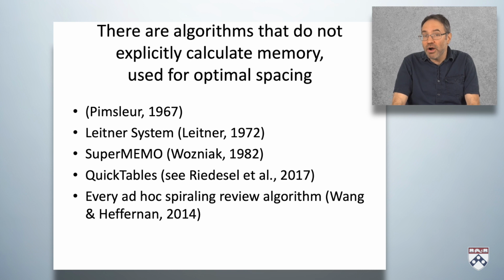Now there are other algorithms that don't explicitly calculate memory used for optimal spacing, and most of these are a little older. They include the Pimsleur method, if you've ever taken a Pimsleur language course, that used that. The Leitner system, used for flashcard apps. SuperMemo, used in Anki, I love Anki. Quick tables, used in Alex and adaptive flashcard programs. And pretty much every ad hoc spiraling review algorithm. Wang and Heffernan talk about this in the context of assessments, but teachers have been using ad hoc spiraling review algorithms since the 1950s in class.